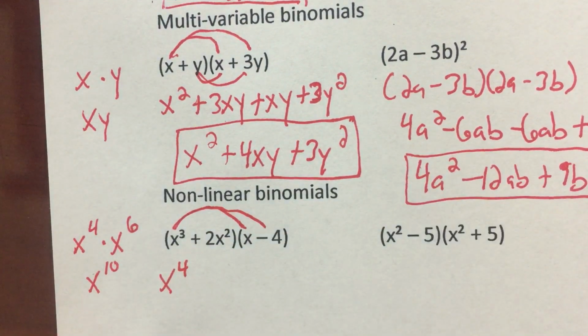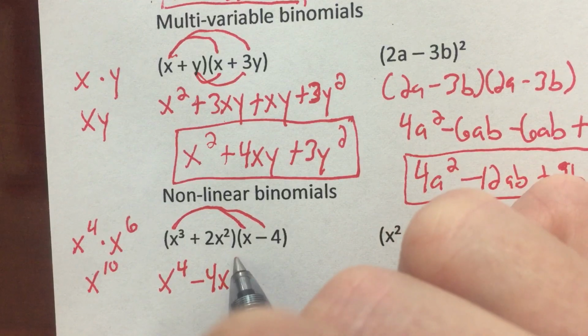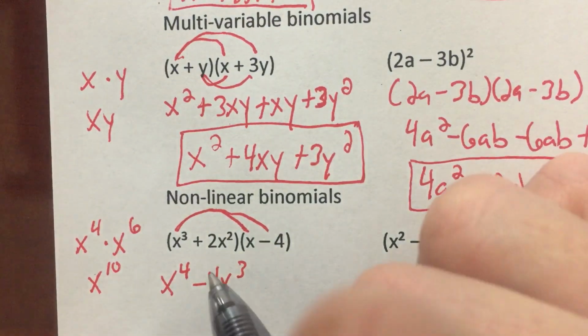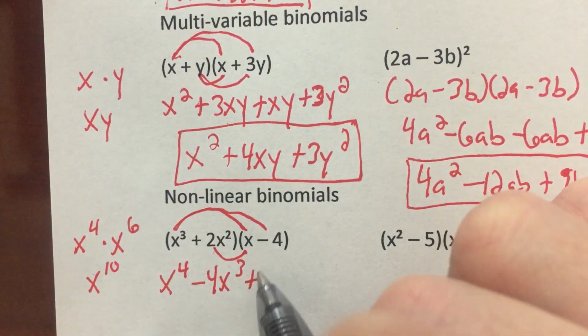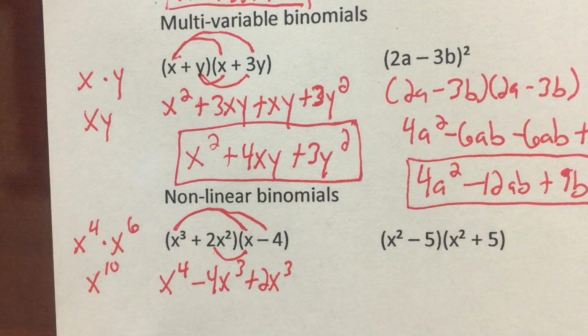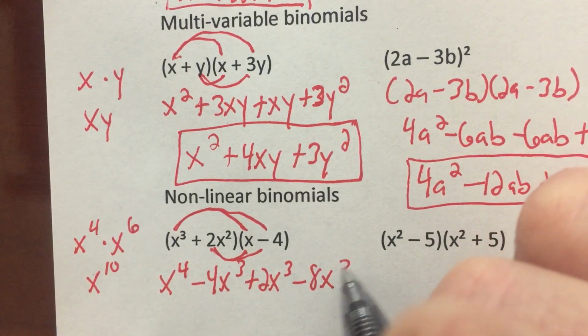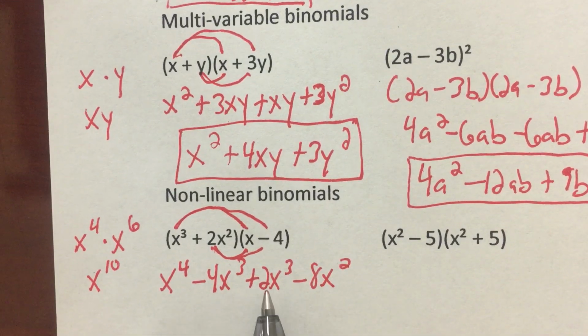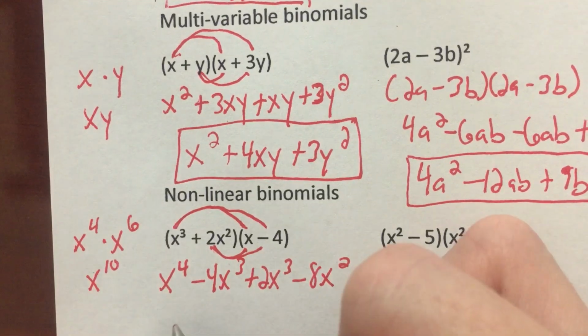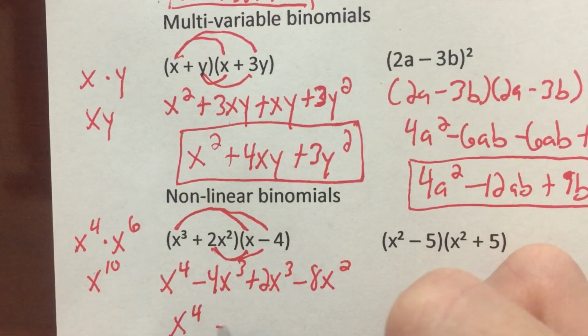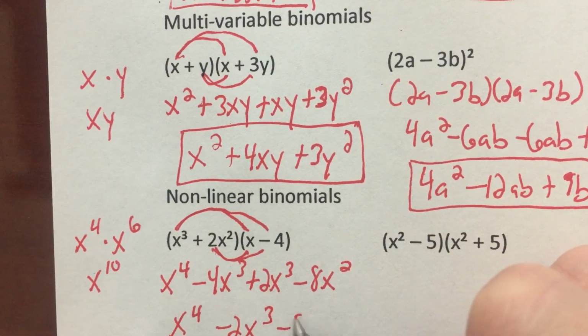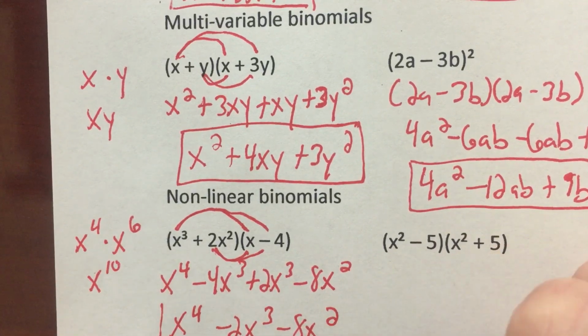X to the third times a negative 4, negative 4x to the third. 2x squared times x would be 2x to the third. And 2x squared times a negative 4 would be a negative 8x squared. Like terms in the middle, both are x to the thirds. We combine them. Negative 4 plus 2 is negative 2. So we get x to the fourth minus 2x to the third minus 8x squared.